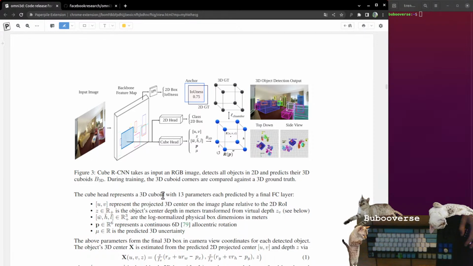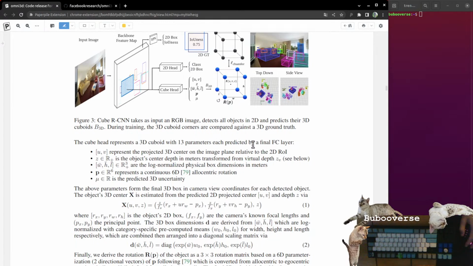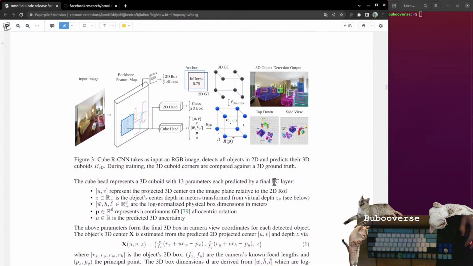The cube head represents a 3D cuboid with 13 parameters, each predicted by a final fully connected layer. So, right, this is the definition of the 3D cuboid. You have the projected 3D center on the image plane. Okay, so U and V is still in pixel space. The object's center in depth in meters.